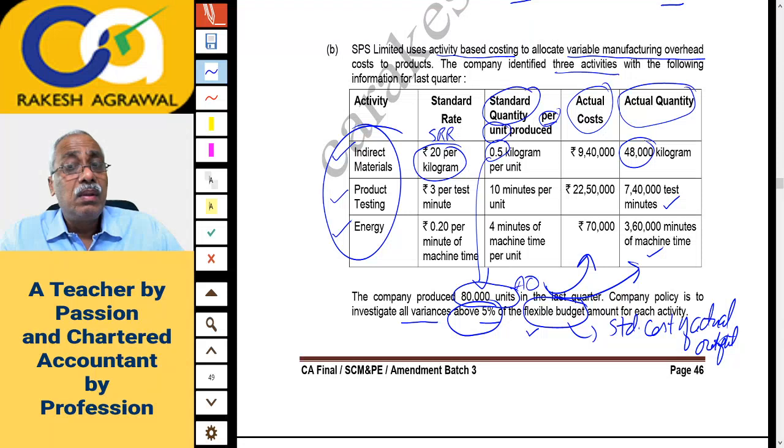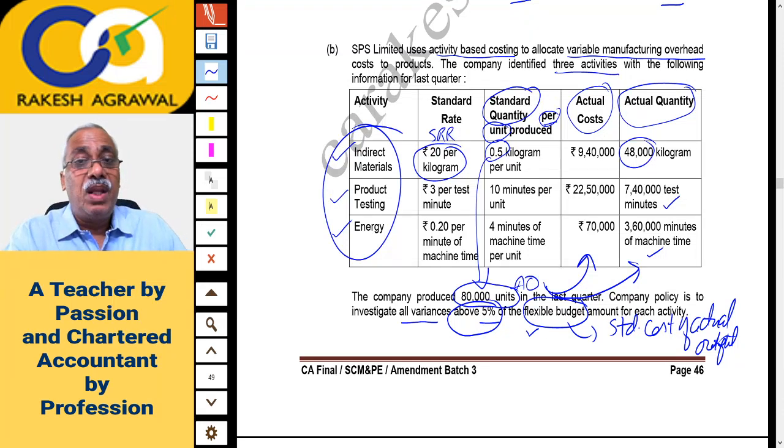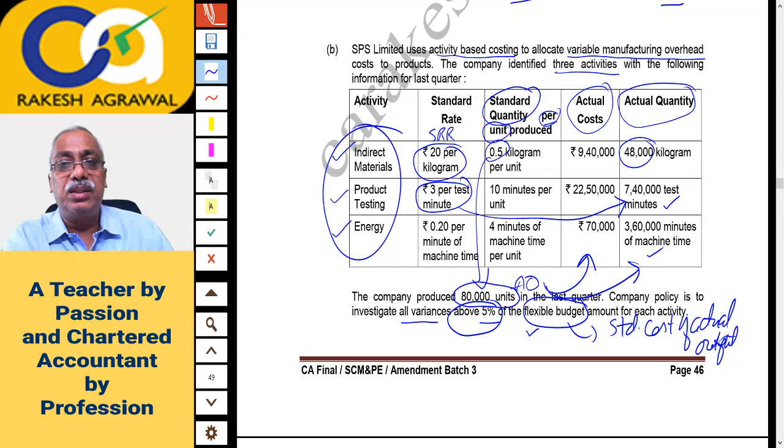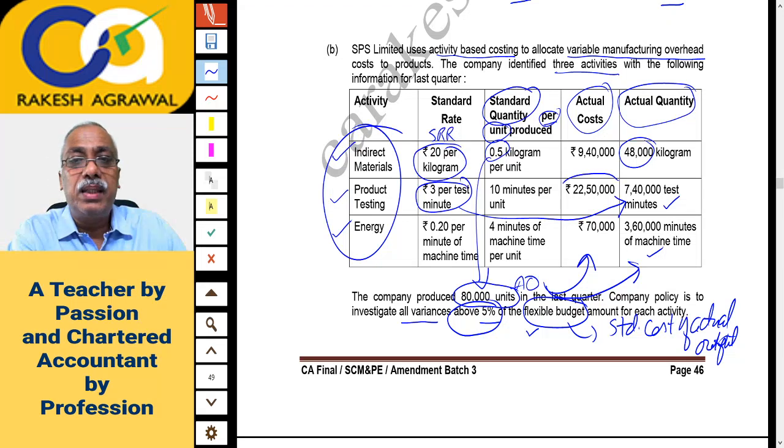Are you getting it? So use the same logic, slightly modify the formula, and that is the reason we have discussed standard costing using logic. With slight modification, this is what you will do for everything else, like for product testing. If you want to calculate expenditure variance, it will be calculated as, this is SRR per minute here, right? 3 per test minute into 7,40,000 test minutes. This should be the expenditure minus this actual cost. You will get expenditure variance.